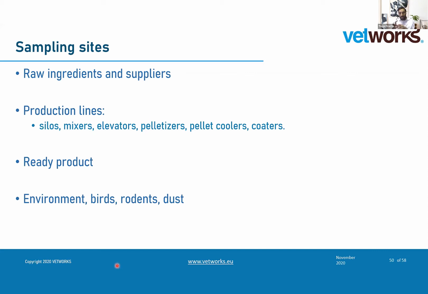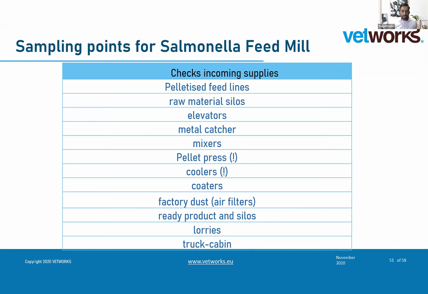In the production line, everything from silos to mixers, elevators, everything that we use in our feed mill process, it's important to sample. Also ready products and, at farm level, environment, birds, rodents, and dust. But this I mentioned before. Here, as we had for the farms, we have a list of places that we should look into.